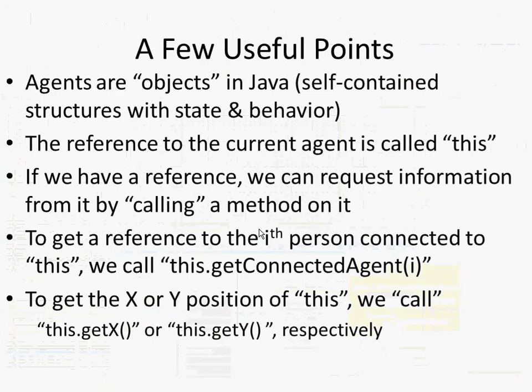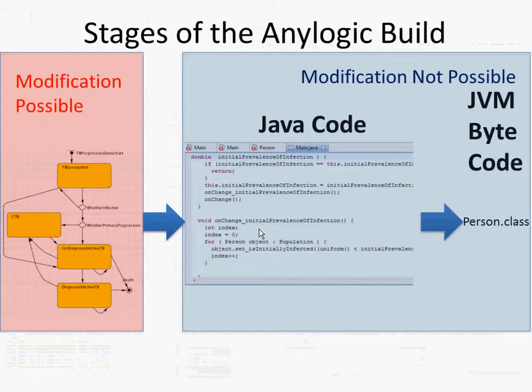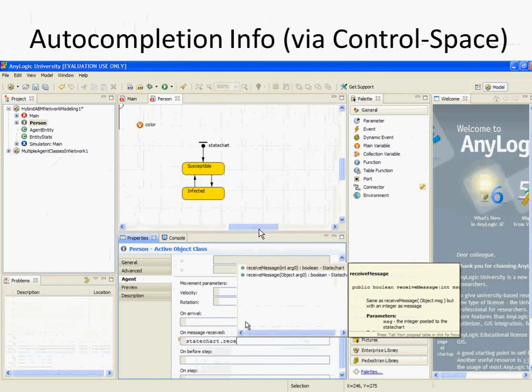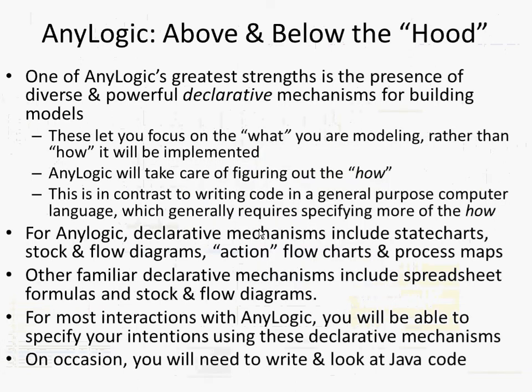Okay. So a few basic points about AnyLogic in Java. One of AnyLogic's greatest strengths that I've been emphasizing is the fact that it's mostly declarative. In other words, it lets you focus more on the what and less on the how. For the most part, AnyLogic takes care of figuring out the how. And this is in stark contrast to many other agent-based modeling platforms, where you actually have to specify a fairly large amount of code to specify a model.